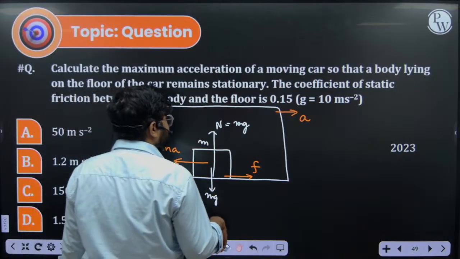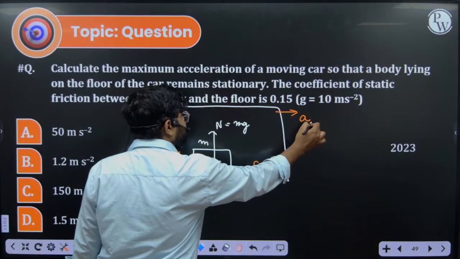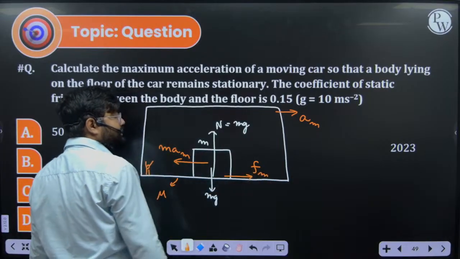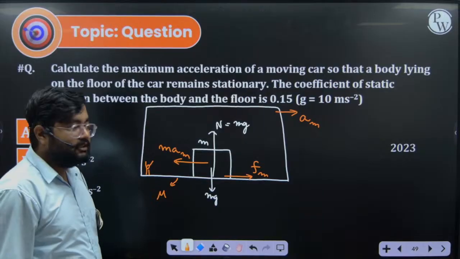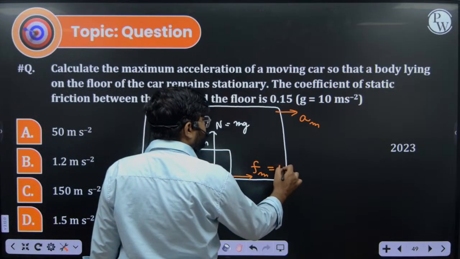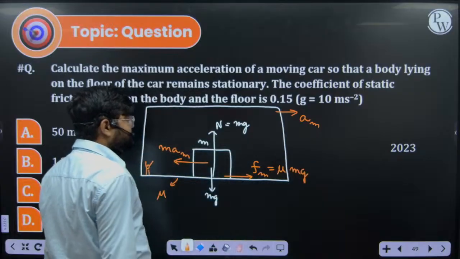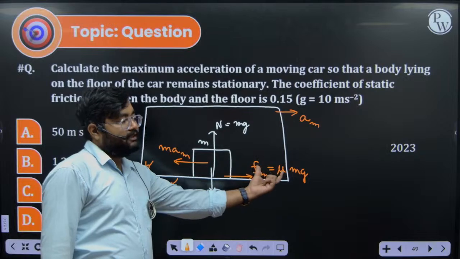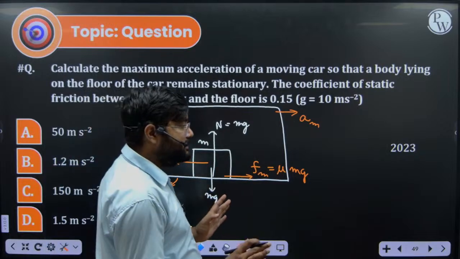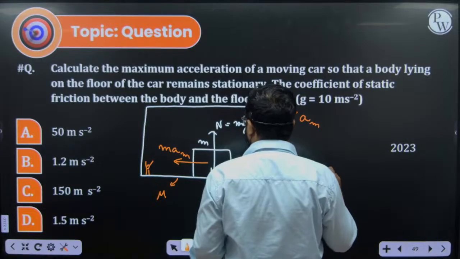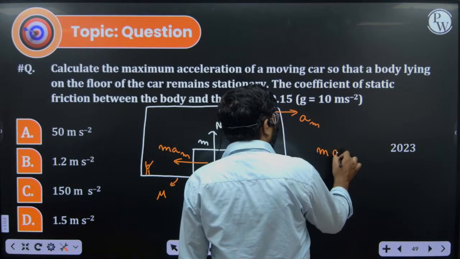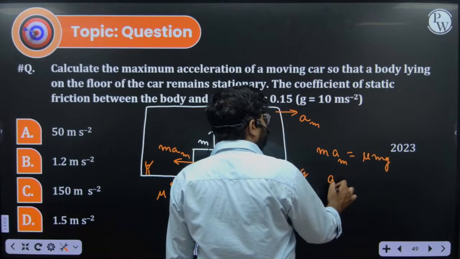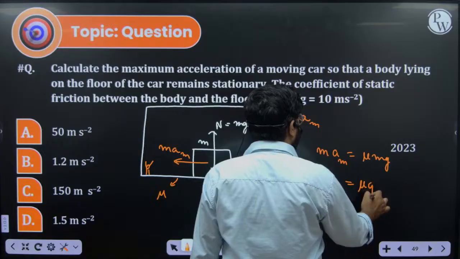Maximum acceleration: if this acceleration increases and becomes maximum, this force becomes maximum. So friction also needs to apply its full strength, which is mu into normal, mu mg. At equilibrium, this force must be balanced by this force. That is the critical condition till which the friction can balance it. So mass into maximum acceleration equals mu mg.